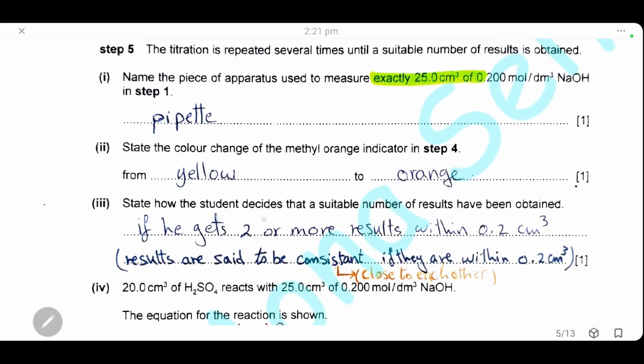State how the student decides that a suitable number of results have been obtained. He can decide if he obtained 2 or more results which are consistent. Consistent means very close to each other. That means that he is precise. So in titration, to get consistent results, they have to be within 0.2 cm³. So if the student gets 2 or more results within 0.2 cm³, he knows that he obtained a suitable number of results.